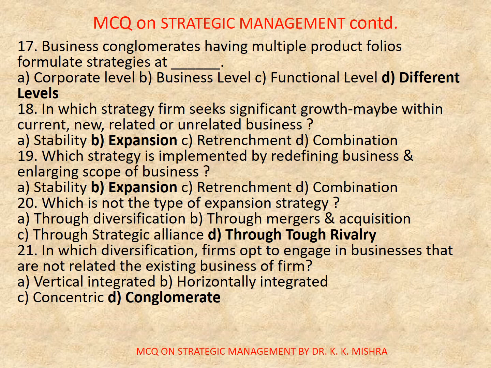20. Which is not the type of expansion strategy? A. Through diversification. B. Through mergers and acquisition. C. Through strategic alliance. D. Through tough rivalry. Correct option is D. Through tough rivalry.